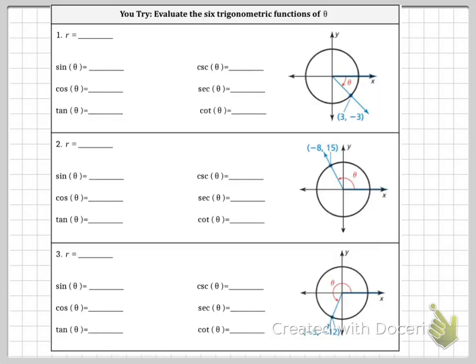So go ahead and try the next examples, the next 3. In these, they are not unit circles. So therefore, you have to find out what the radius is. And then once you find the radius, you use the ratios in order to figure out what these values are. So go ahead and pause it at this point. Try out these values on your own, and then I'll put the answers here.